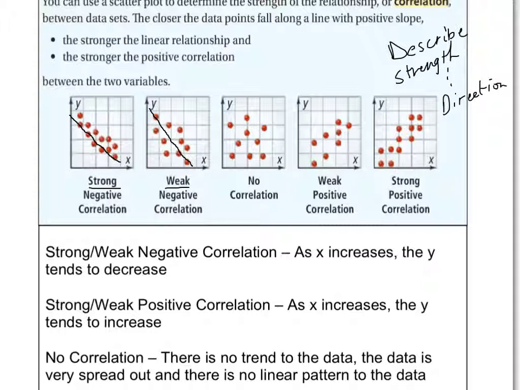And then the last one is we have no correlation, which means there's no linear relationship at all to that data. Okay, there's no trend to it. The data is very spread out, and there is no linear pattern. Okay, so you've got strong positive, you've got weak positive, you've got strong negative, weak negative, and then you have no correlation at all.